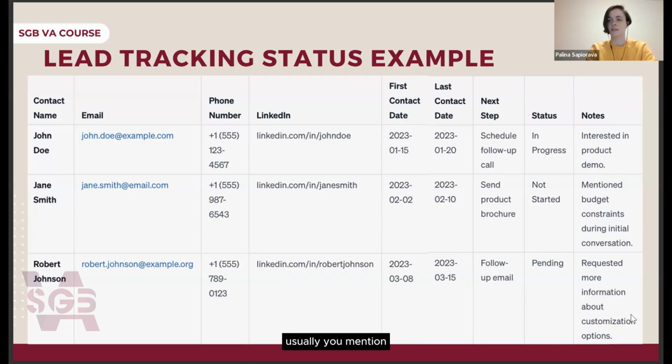Usually, you mention the status of your lead, like, is it in progress? Is it new? Probably waiting for an answer and anything like that. And of course, notes. So usually you will have to write down some more detailed information on the lead, like what has happened, what will happen in the future.